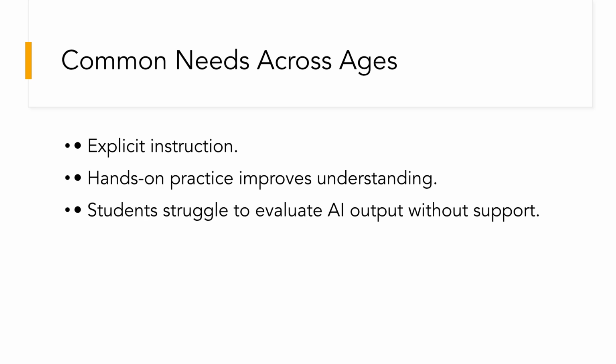Something we see across elementary, secondary, and higher ed, students struggle to evaluate AI output without structured support. Explicit instruction and hands-on practice make a huge difference in helping them identify bias, mistakes, and ethical concerns. It also helps them develop their technical skills and understand better how AI can help them.